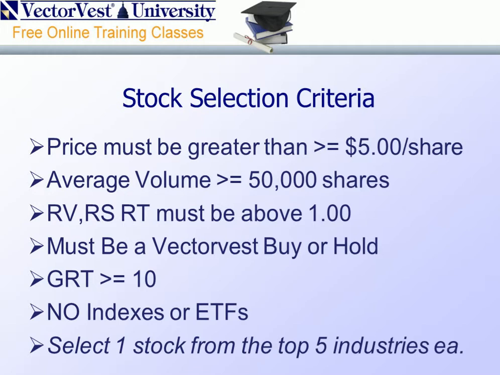and he'd cherry pick for the stocks in rank VST order. And he'd select the first stock that met all these criteria. First, the price must be greater than $5. The average volume has to be greater than or equal to 50,000 shares. RV, RS, and RT must all be above 1. The share must be rated as a buy or a hold, no sells. Earnings growth has to be greater than or equal to 10%. No indexes or ETFs. And he's going to select one stock from each of the top 5 industries.